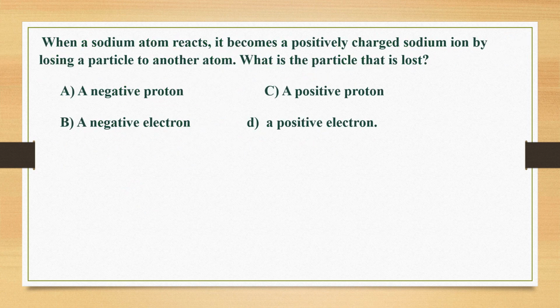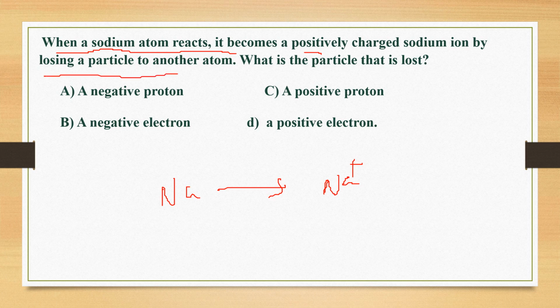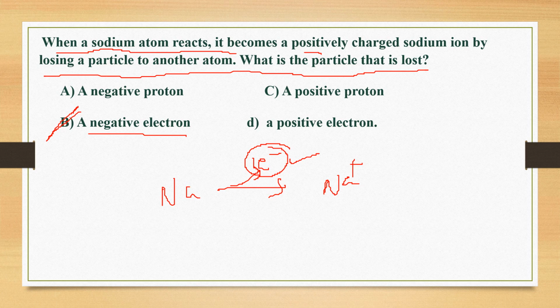When a sodium atom reacts to become positive, it gives rise to Na plus. The sodium ion forms by losing a particle. What is the particle? When an electron is eliminated, that is the negatively charged electron. A negative electron is removed, so it is converted into Na plus. So B is the right answer. Next question.